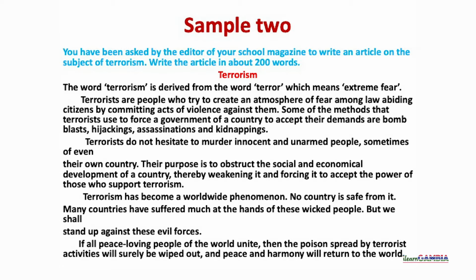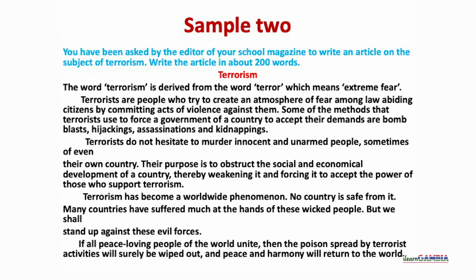The word terrorism is derived from the word terror, which means extreme fear. So that gives your introduction. So we move on to the body, which consists of 3 paragraphs. Terrorists are people who try to create an atmosphere of fear among law-abiding citizens by committing acts of violence against them. So you can see now, the body is developing. It is telling you exactly what terrorism is. In the introduction, it was only defined. But now, the body is telling you what terrorists exactly do.